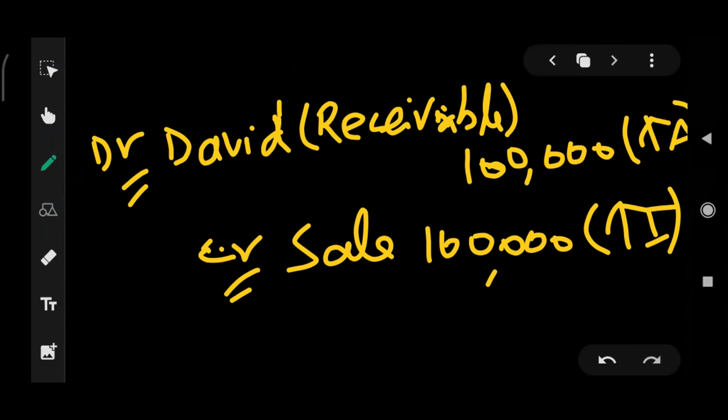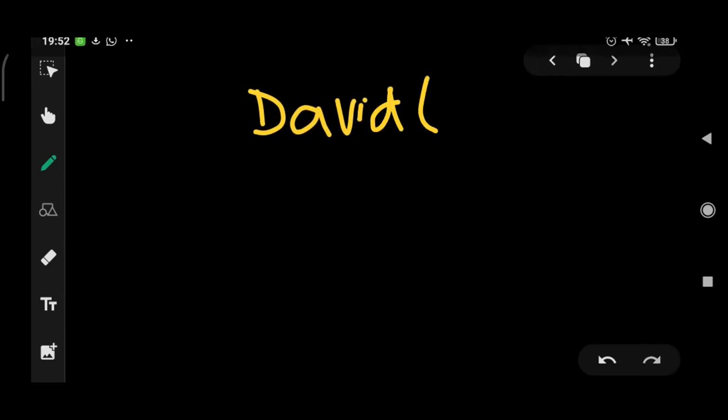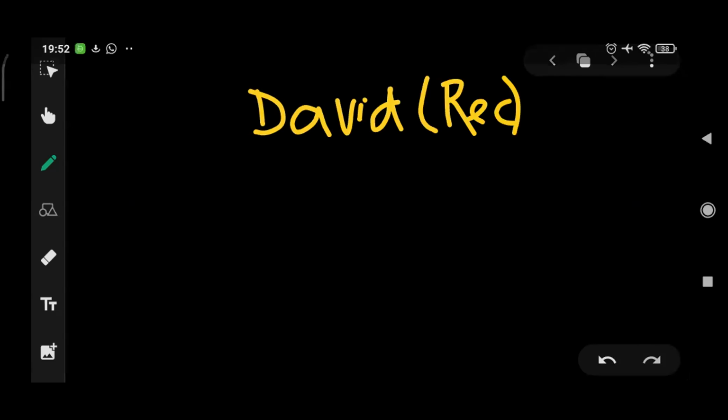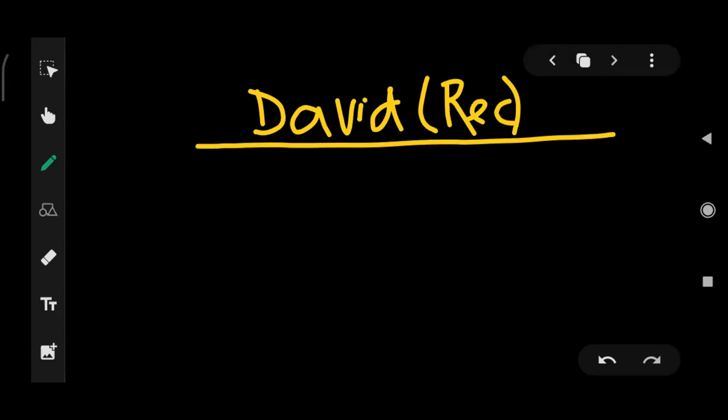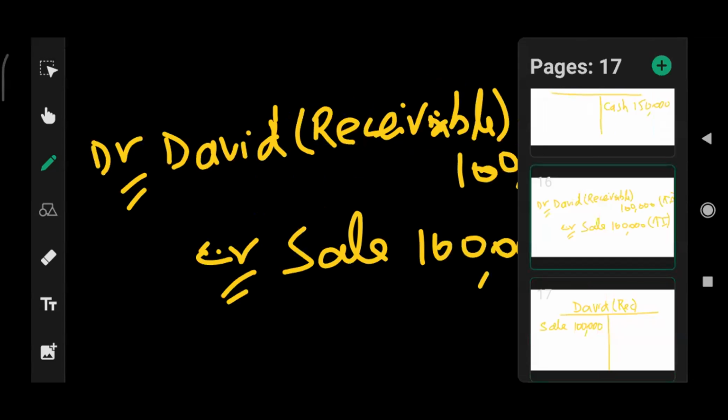So now I will post this transaction. I will open an account of David and write 100,000 on debit side. So I am opening an account of David. David in bracket, it's receivable. Open the account. It's being debited. I will record 100,000 on the debit side and its corresponding credit is sale. So you see on the credit side, it's sale.